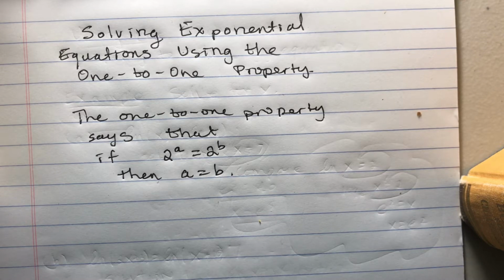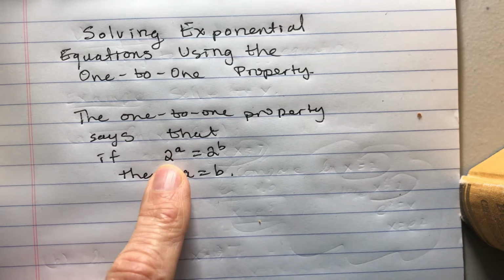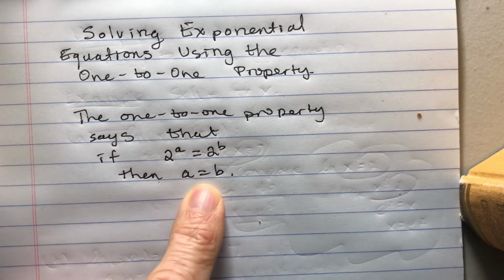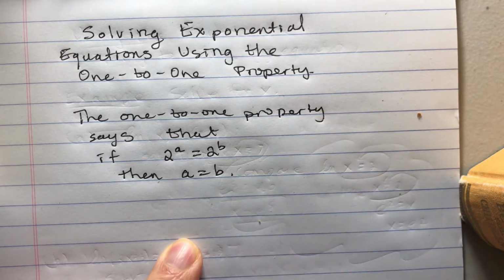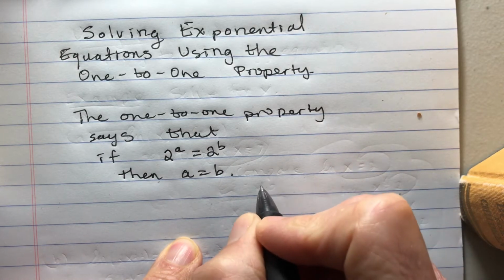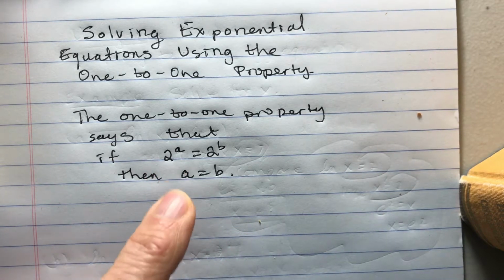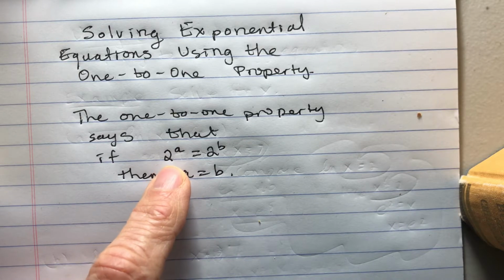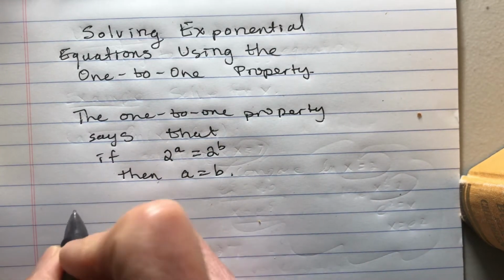Okay, what we're going to do is solve exponential equations using the one-to-one property. The one-to-one property says that if 2 to the a equals 2 to the b, then a equals b. And this follows from the fact that y equals 2 to the x is a one-to-one function. One-to-one means if the outputs of the function are equal, then the inputs have to be equal.